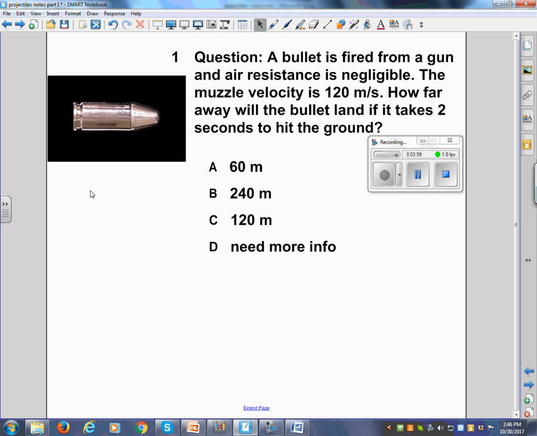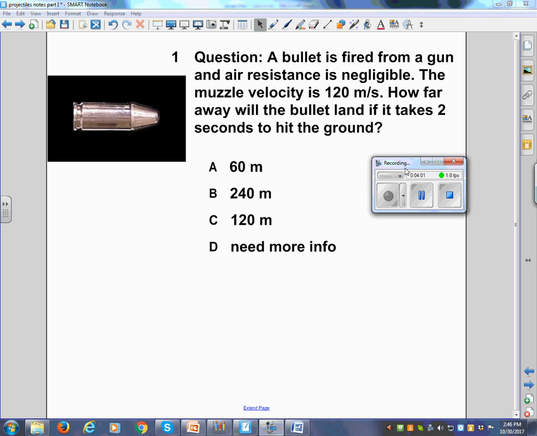Okay, so question number 4. Sorry, question number 1. I don't know where I got number 4 from. Probably page number 4. Oh, I know why.